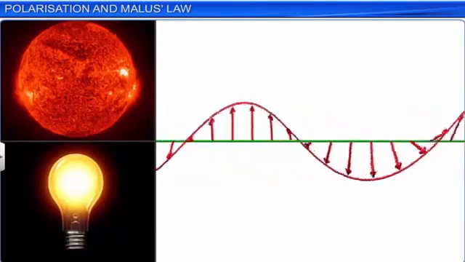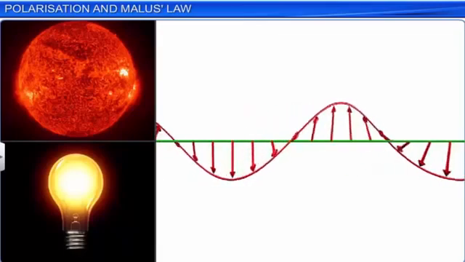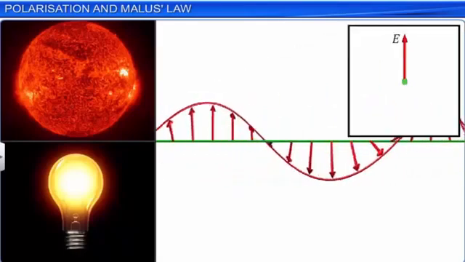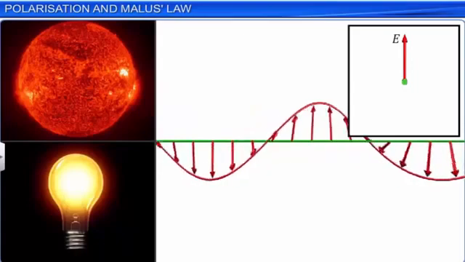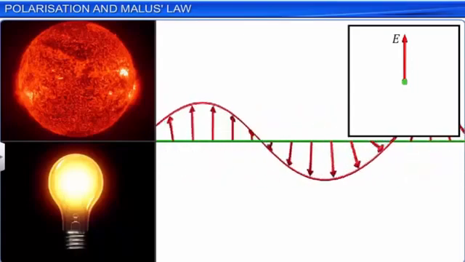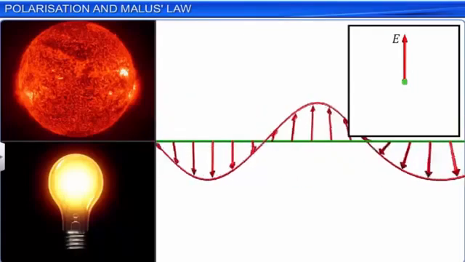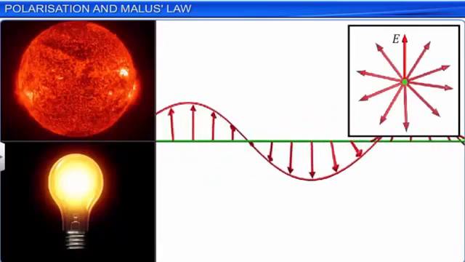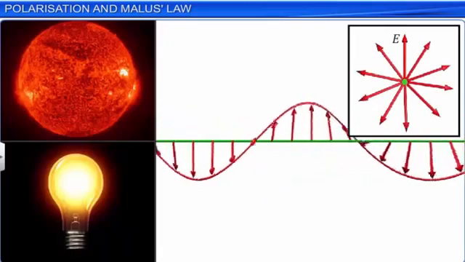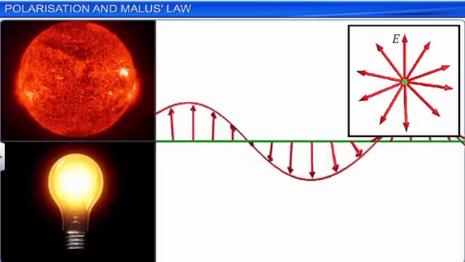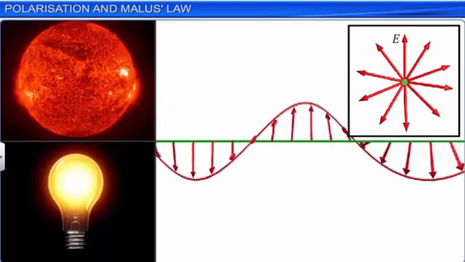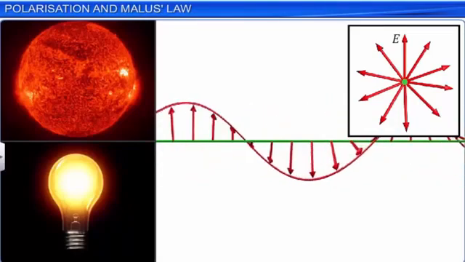Let us represent light using the E vector and its propagation as shown. The light from these sources is composed of many directions of the E vector distributed randomly around the direction of propagation of light. This light is transverse but unpolarized.